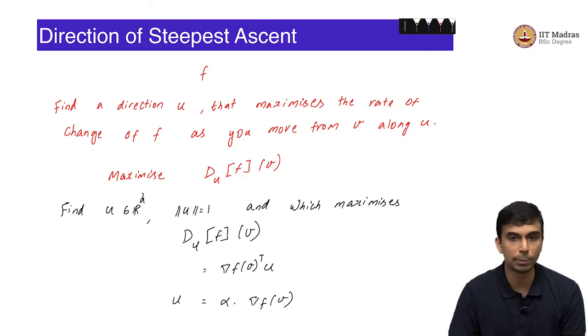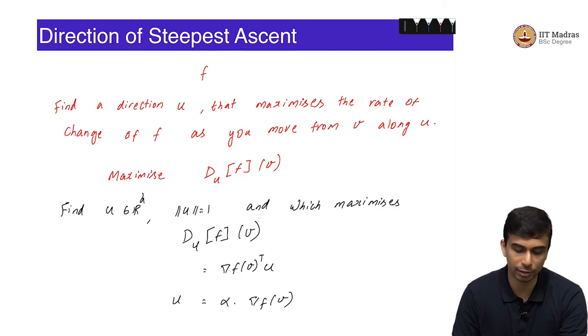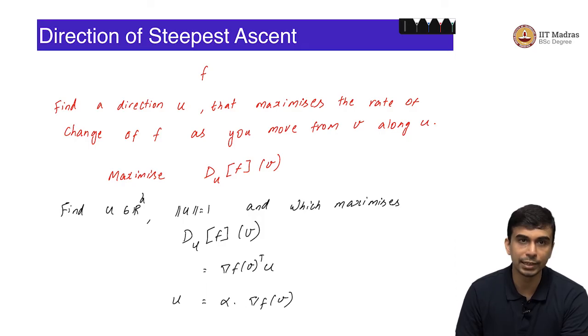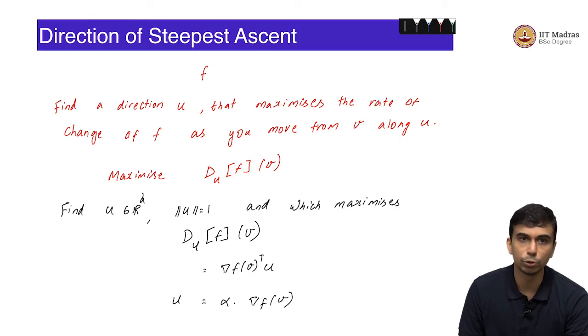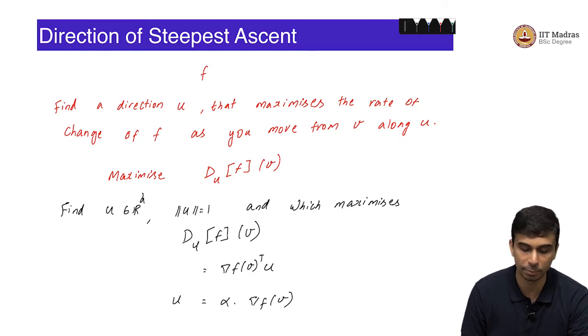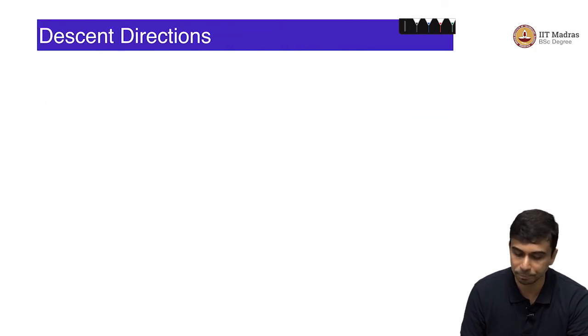So, alpha is simply going to be 1 by norm of grad f of v. This gives the other interpretation of the gradient, which is that the gradient is simply the direction of the steepest ascent. If you are at a point v and you want to move along the direction which increases the function the fastest, you would choose the gradient. So, that is the other interpretation, the direction of steepest ascent.